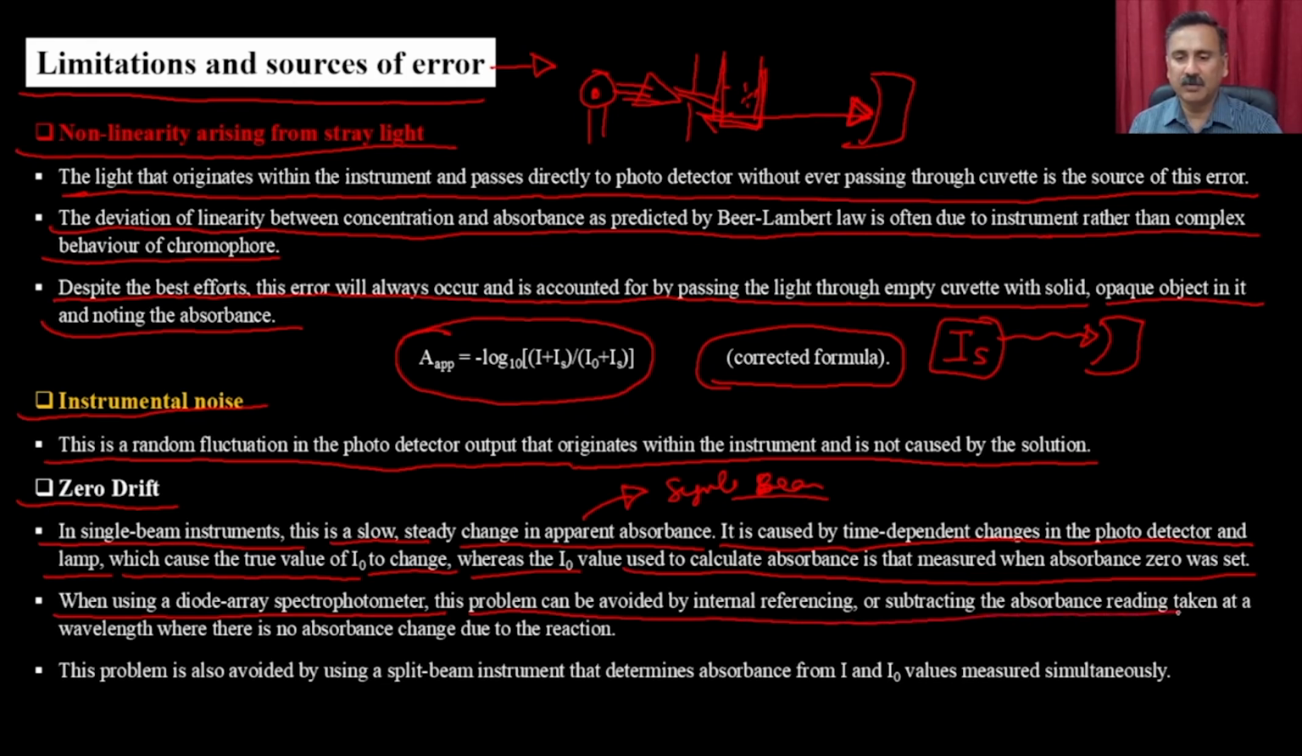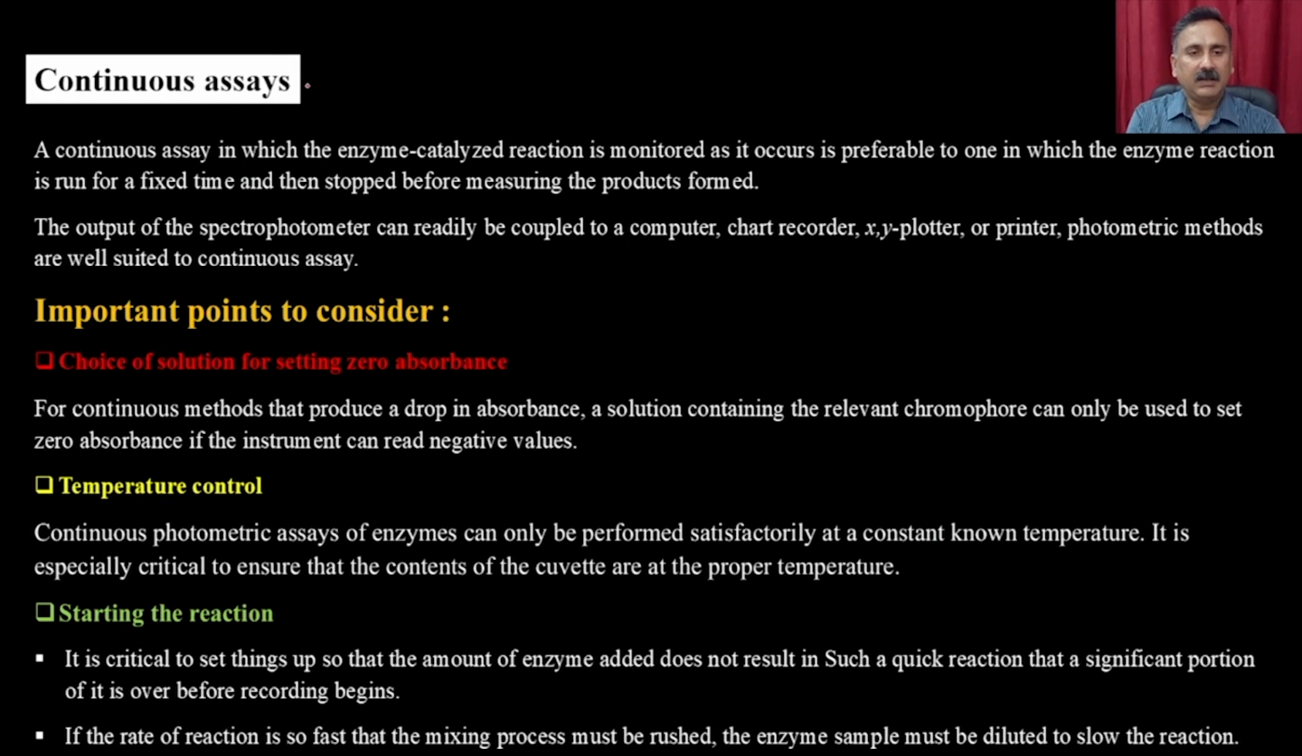When using a diode array spectrophotometer, this problem can be avoided by internal referencing, or by subtracting the absorbance reading taken at a wavelength where there is no absorbance change due to the reaction. This problem is also avoided by using a split beam instrument that determines the absorbance from the I and I0 values measured simultaneously.